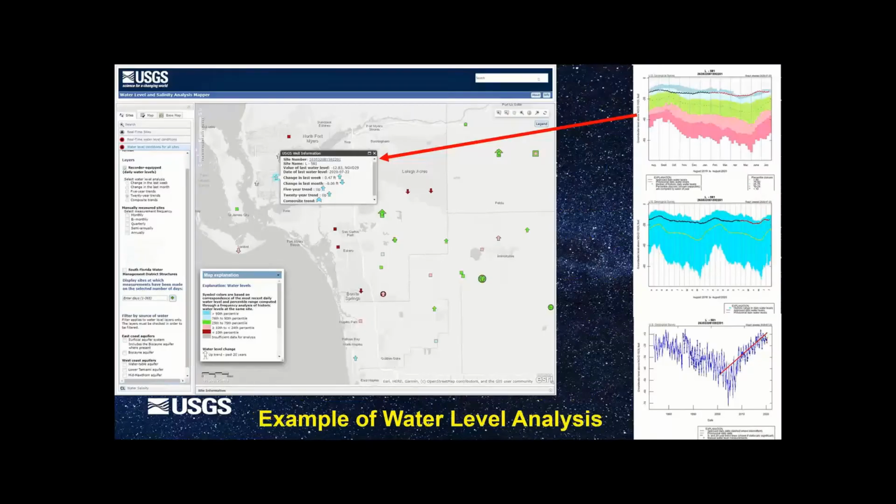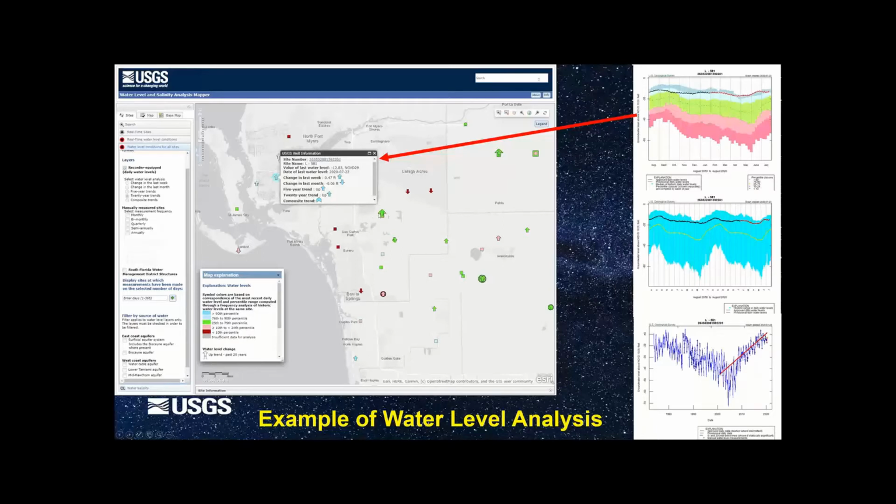Okay, so here's an example of just the water level analysis. You already saw the map. Again, I'll just describe the symbols. The upward pointing arrows are an upward trend in water levels. Downward pointing arrows would be downward trends in water levels. A square would be insufficient data, and a circle would be no significant trend.